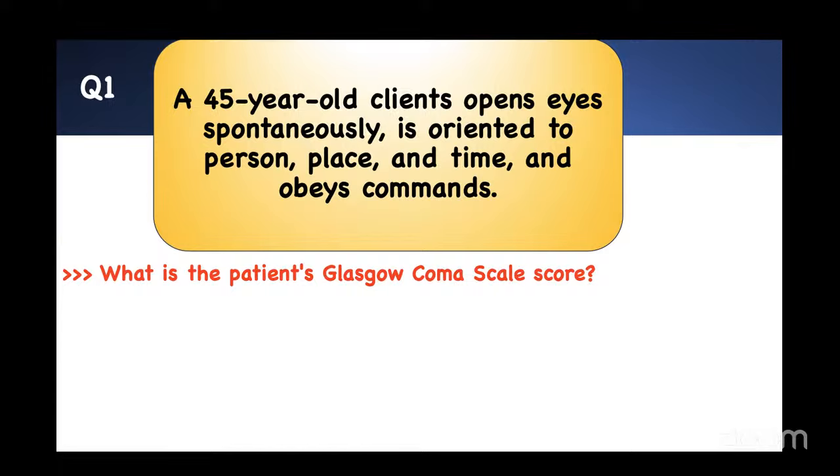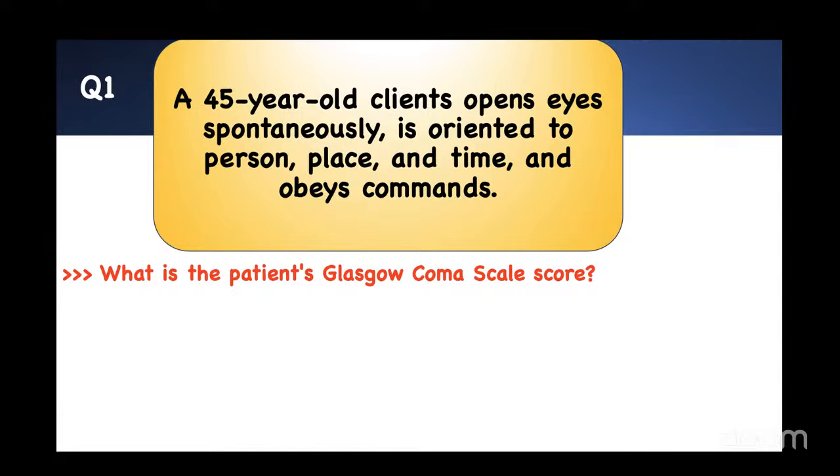If you are assessing the patient, a 45-year-old client, opening their eyes to what? Spontaneously, right? And then the patient is oriented to place, time, and person, and the patient follows command. What is the GCS score? Put down your answer in the comment section and let me know. This is the way the question would be. This one you have to calculate yourself.